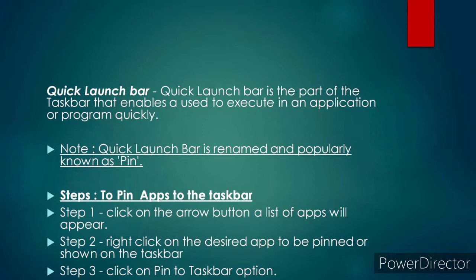Now, a few of the steps to pin apps to the taskbar. Click on the arrow button, a list of apps will appear. Step 2, right click on the desired app to be pinned or shown on the taskbar. Step 3, click on the pin to taskbar option.